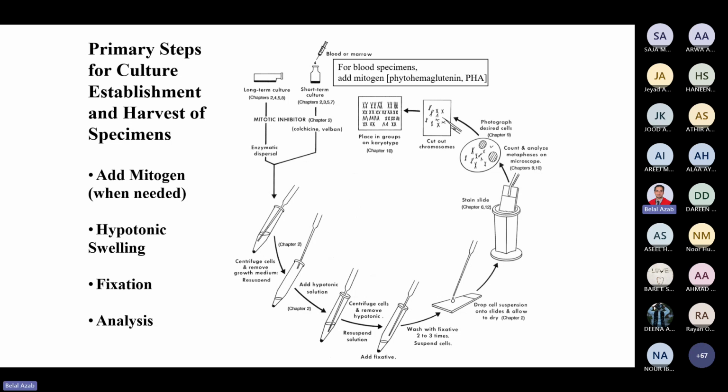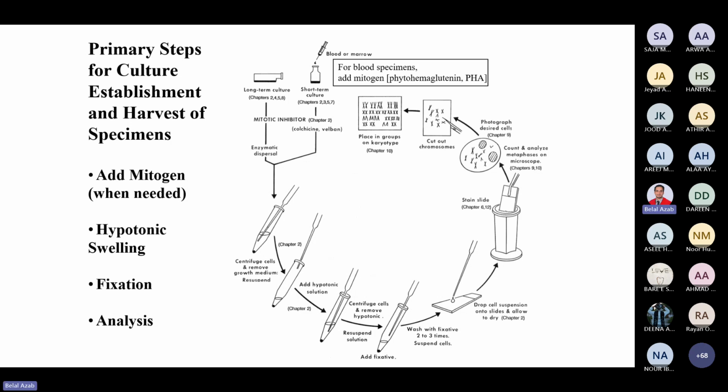Next, you will centrifuge the blood cells in the tube. Due to the centrifugation process, the cells will precipitate in the pellet, and you will discard the supernatant. After that, you will add hypotonic solution. The hypotonic solution is a solution with lower salt concentration, and water will go from the low salt concentration into the high salt concentration. So the water will go into the cells. Water going into the cells makes them swollen and fragile, meaning they are about to burst.